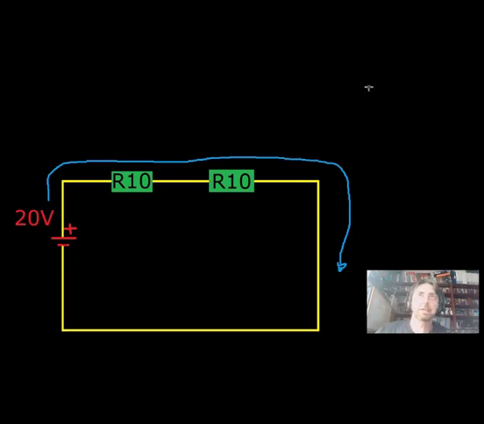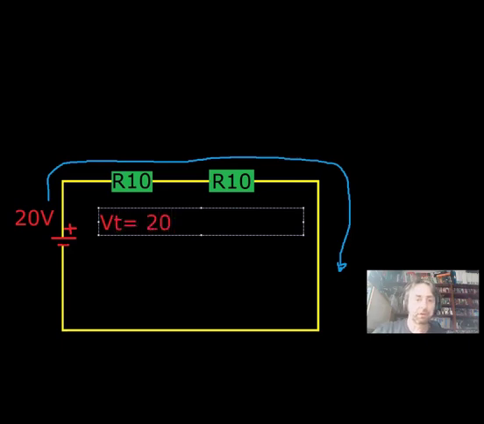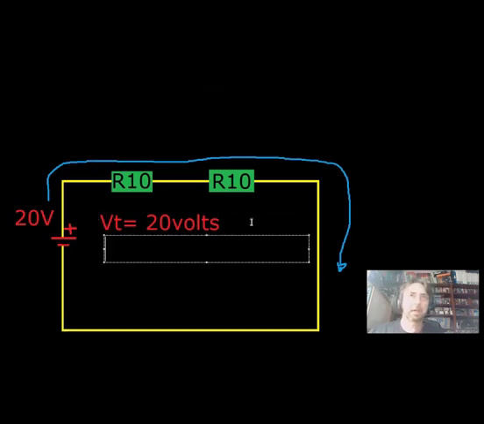I want to get some calculations down in the middle of the circuit here, and we'll work out what's what. So first of all, total voltage, and that would equal 20 volts. And then of course we've got the total resistance, which we now know to be 10 plus 10, 20 ohms.